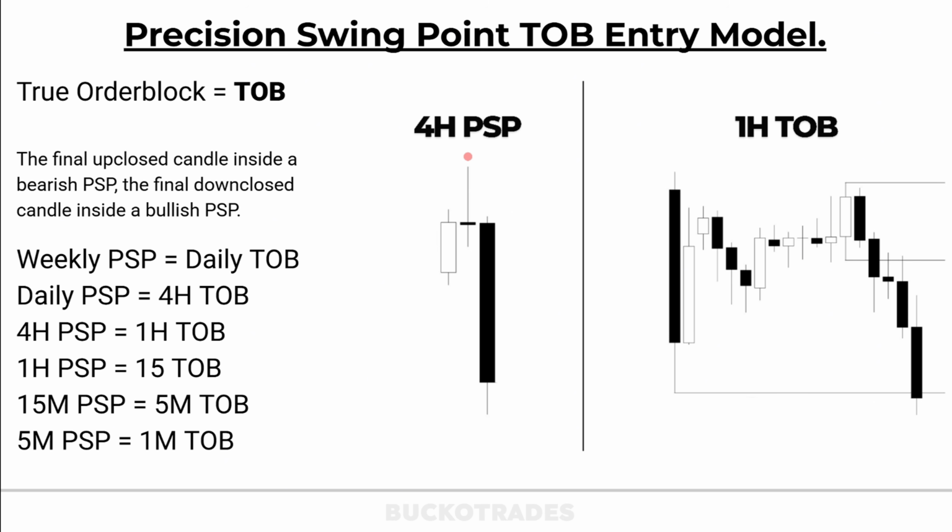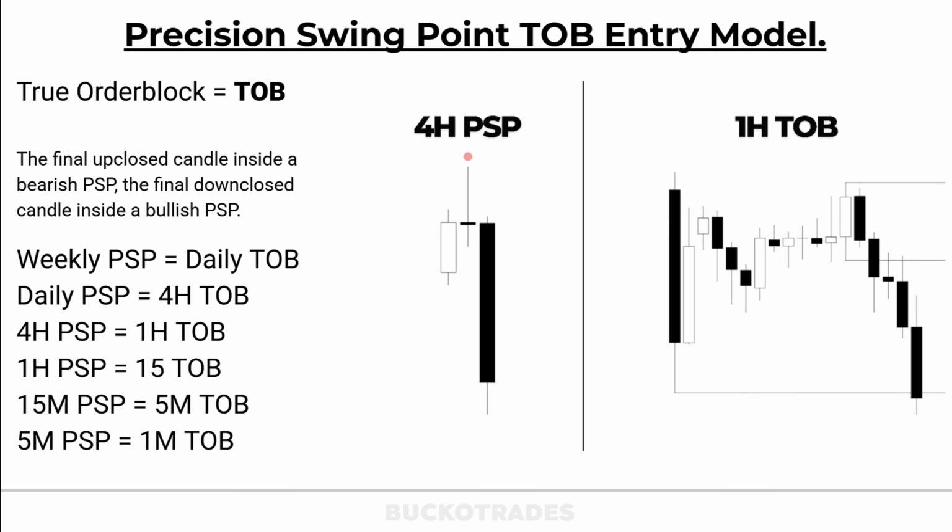So I've got an image example to the right of the TOB entry model. As you can see, the 4-hour PSP formed, and then once we scale down one time frame lower than where the actual PSP formed, we can find our TOB. Once price closed below it, that's what validated the TOB. And then you can see after the closure, we had 2 candles wick back into the TOB, which is when you will begin to look for your entry.